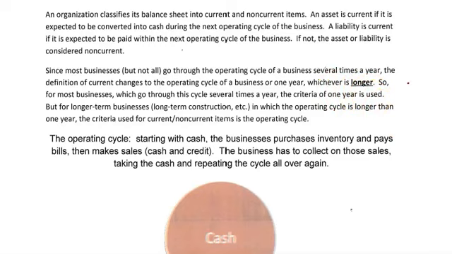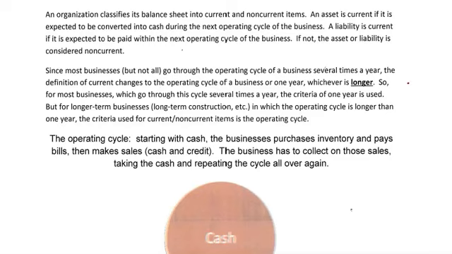Most businesses go through this operating cycle several times a year. So for them, which is longer? Let's say you're the clothing store and you go through the 4 seasons. You've gone through 4 operating cycles within a year. So your line of demarcation between current and non-current is 1 year, because that's longer than your operating cycle. If you're that long-term business and your operating cycle is 3 years, well, your 3-year operating cycle is longer than the 1 year. So for you, your line of demarcation is going to be 3 years.